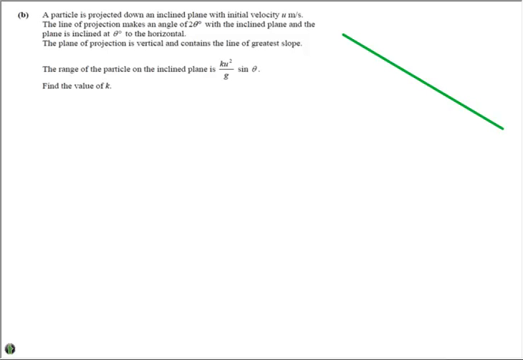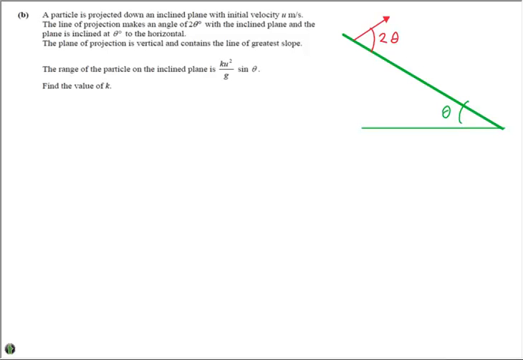We've got the incline has an angle of theta, and we've also got that the projection angle then, so the object is projected like this at an angle of 2 theta.